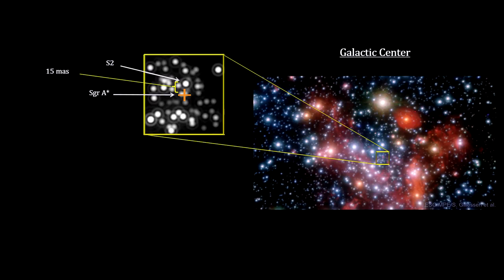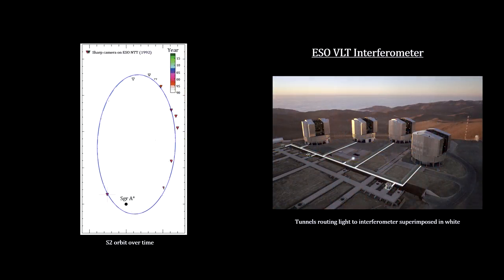To follow S2 as closely as they did, astronomers had to use a stellar interferometer. These kinds of telescopes can resolve images 30 to 40 times smaller than optical telescopes. This makes them extremely important tools for studying the galactic center, as well as exoplanets. They can even resolve sunspots on nearby stars. So to understand how we know how close S2 got to Sag A star, we need to understand how these stellar interferometer telescopes work.